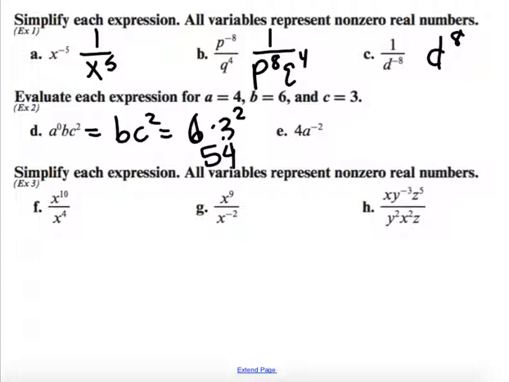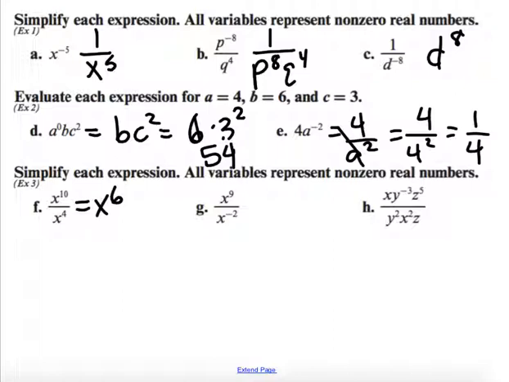Sorry about that. Okay, and for a to the negative 2nd, well, that's just 4 over a squared, which when we do that, we have 4 over 4 squared. So 4 over 16 is 1/4. Okay, and simplifying with all of these, we get x to the 6th.